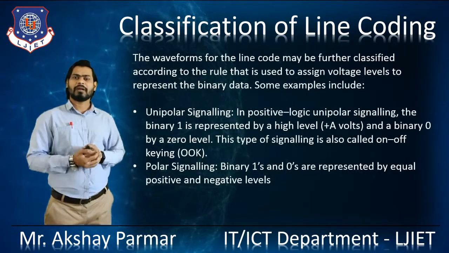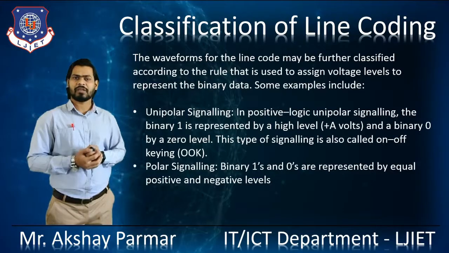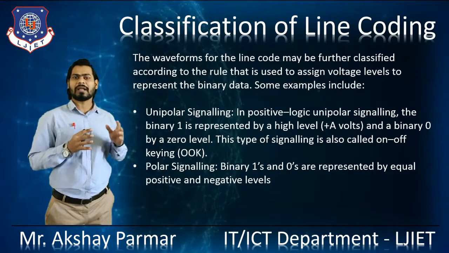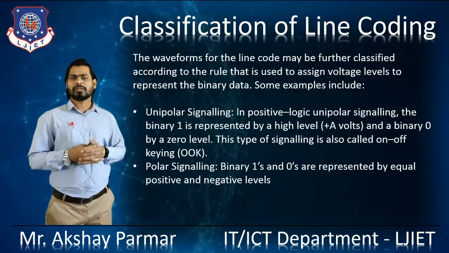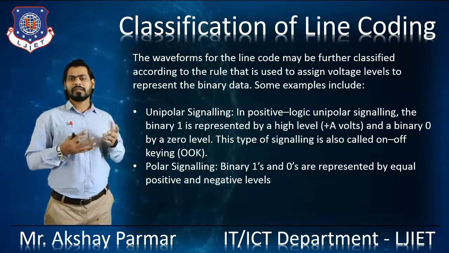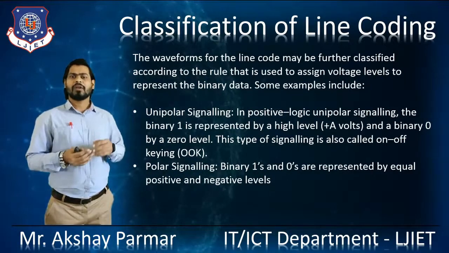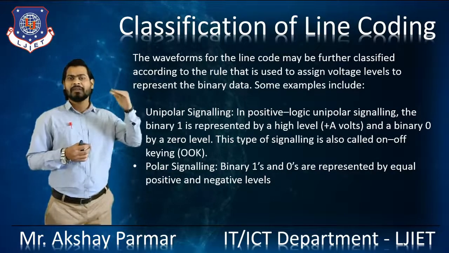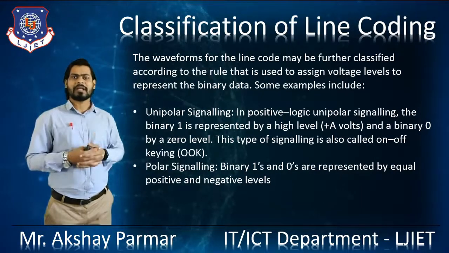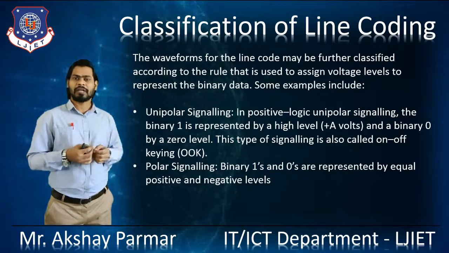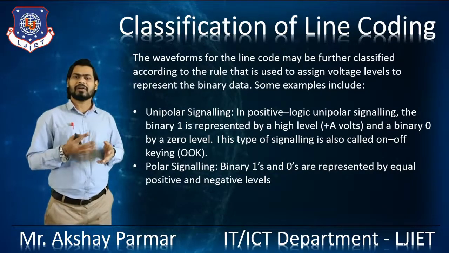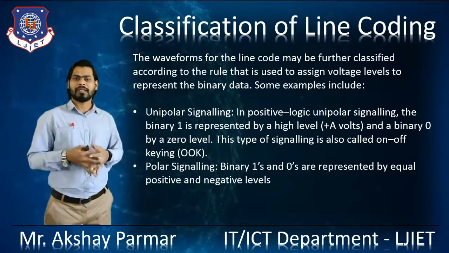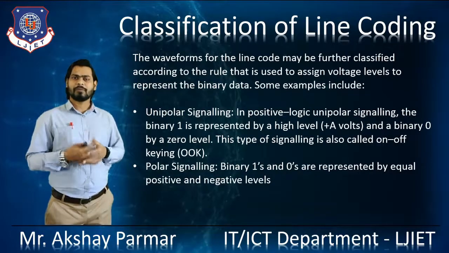The waveform for the line coding techniques may be further classified according to the rules used to assign the voltage level to represent the binary data. Some of the examples include unipolar signaling. In positive logic unipolar signaling, the binary 1 is represented by the high level, or we can say the plus A voltage, and the binary 0 by the 0 level, right? This type of signaling is also called on-off keying, right? So this is about unipolar signaling.